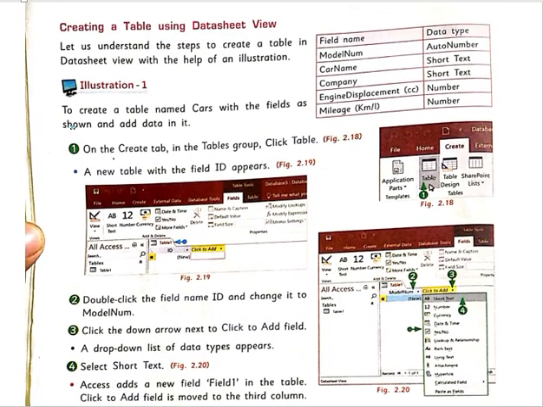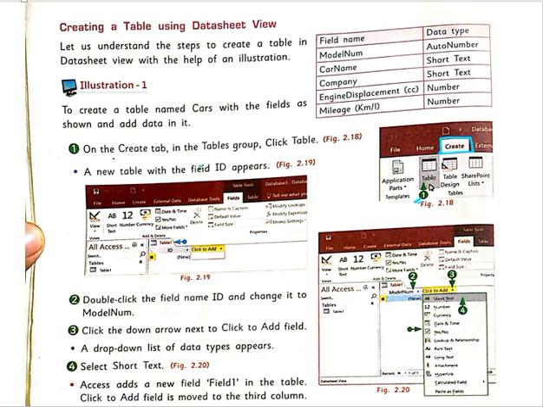To create a table named cars with the fields as shown and add data in it. Let us see it. What we have to do, after opening MS Access, is click on the Create tab. In the ribbon menu, you can see a Create option. In the Create option, you need to click on Table. You can see the marking 1.